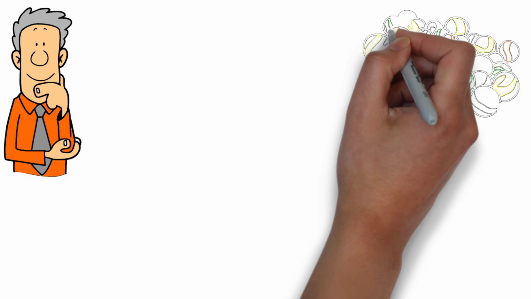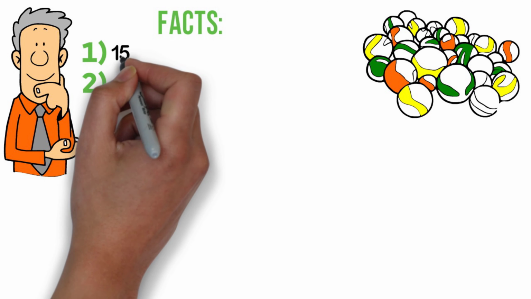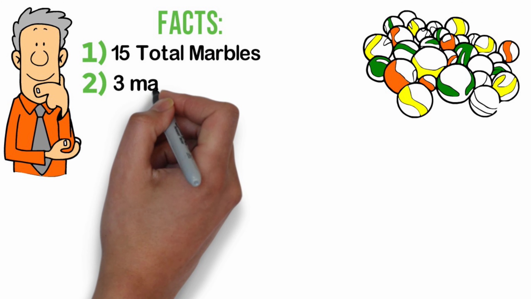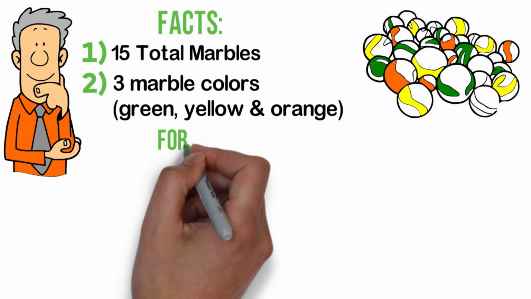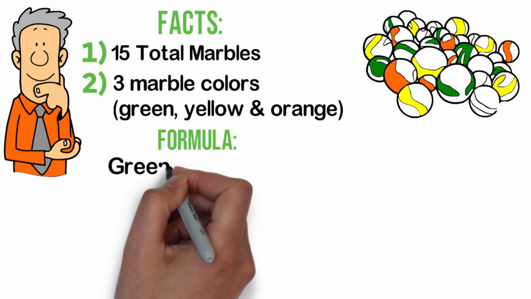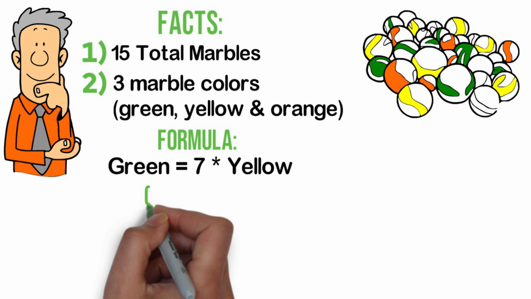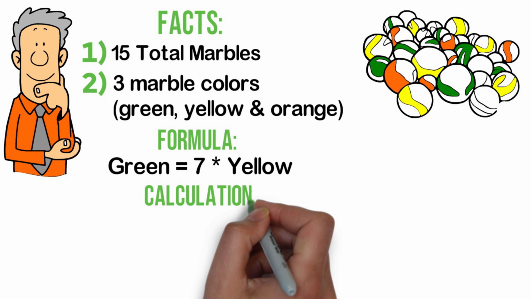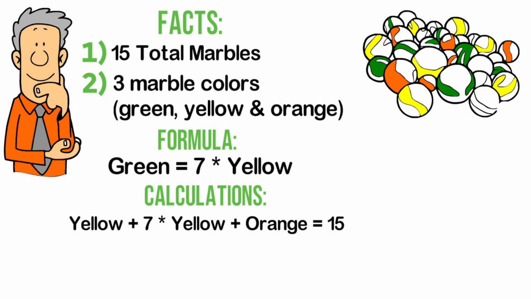To solve this type of problem, let's separate facts from the formulas. We have 2 facts. We have 15 total marbles, and marbles are of 3 different colors: green, yellow, and orange. And the formula that we are presented with is that there are 7 times more green marbles than yellow marbles. How does it help us? With this type of information, we can easily build the calculations, and we will base our calculation off of yellow marbles. The calculation will be yellow marbles plus 7 multiplied by yellow marbles plus orange marbles equals 15.